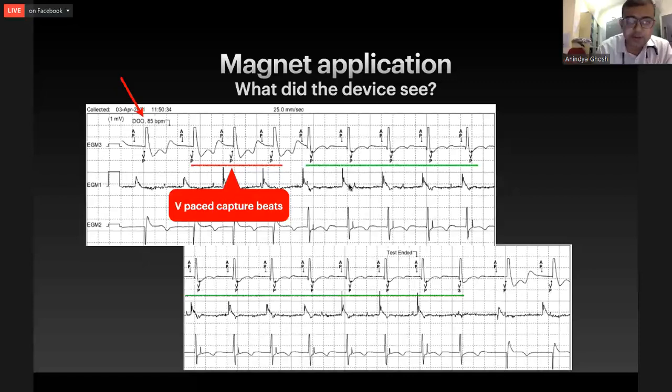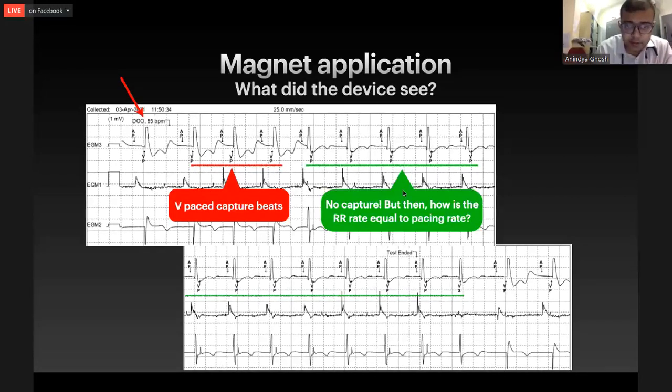But how is that possible, and how do we prove it? We can see here in this strip only, which gives us an idea. When we see the magnet application being stopped here, we still see an intrinsic ventricular event, the narrow QRS, which is not accompanied by any A pacing spike.